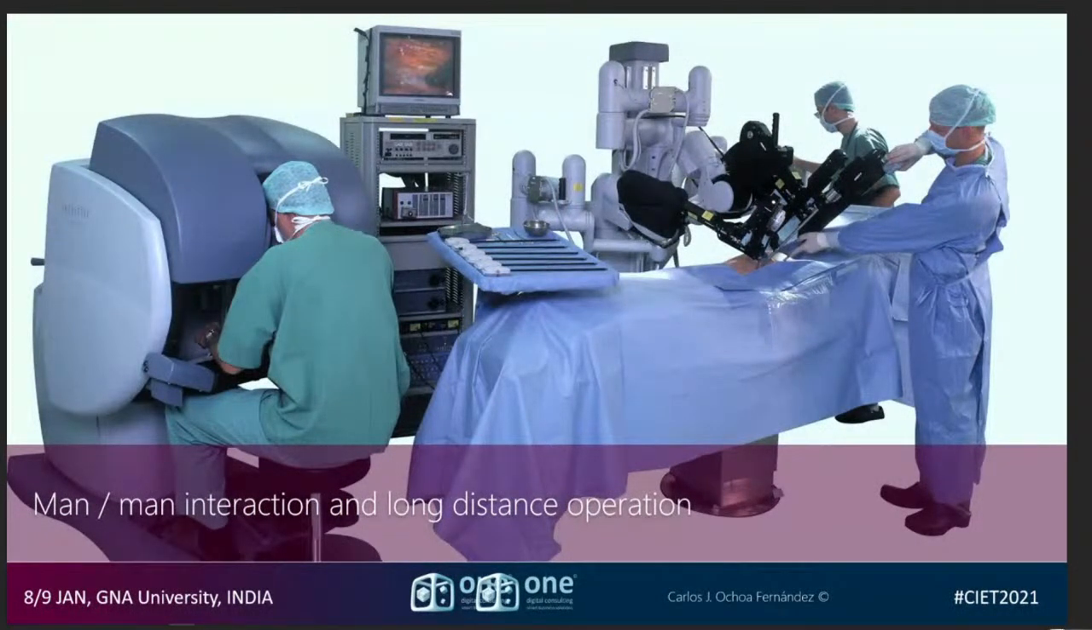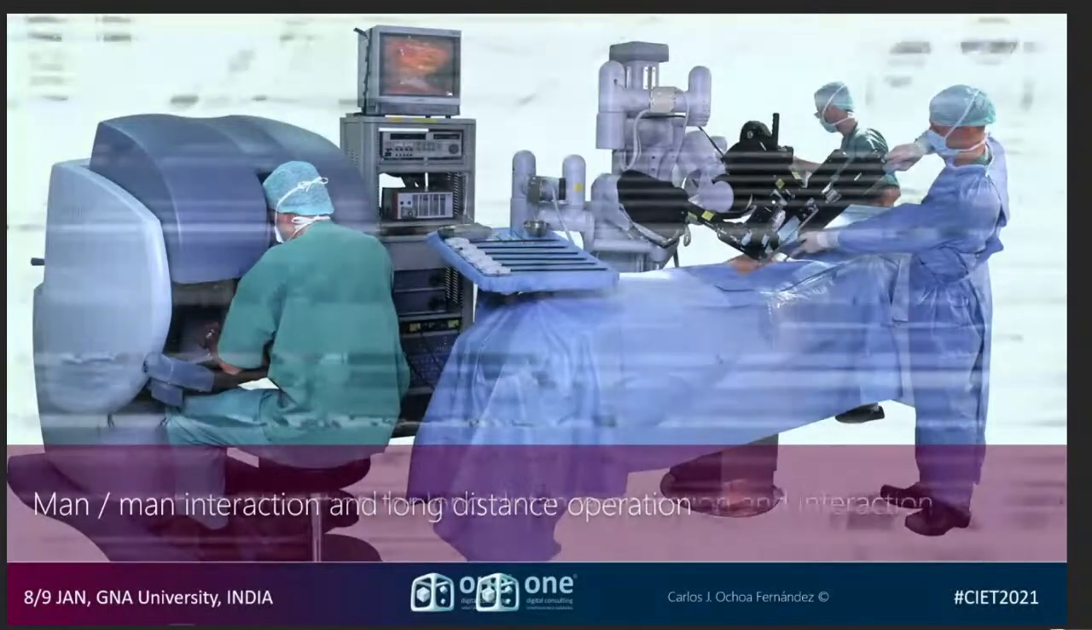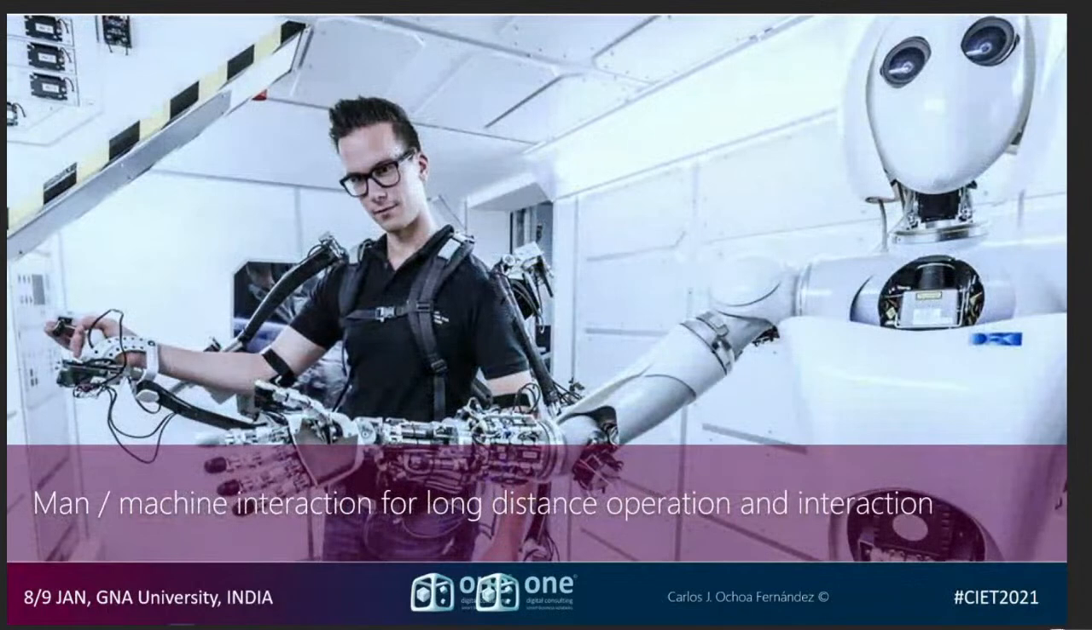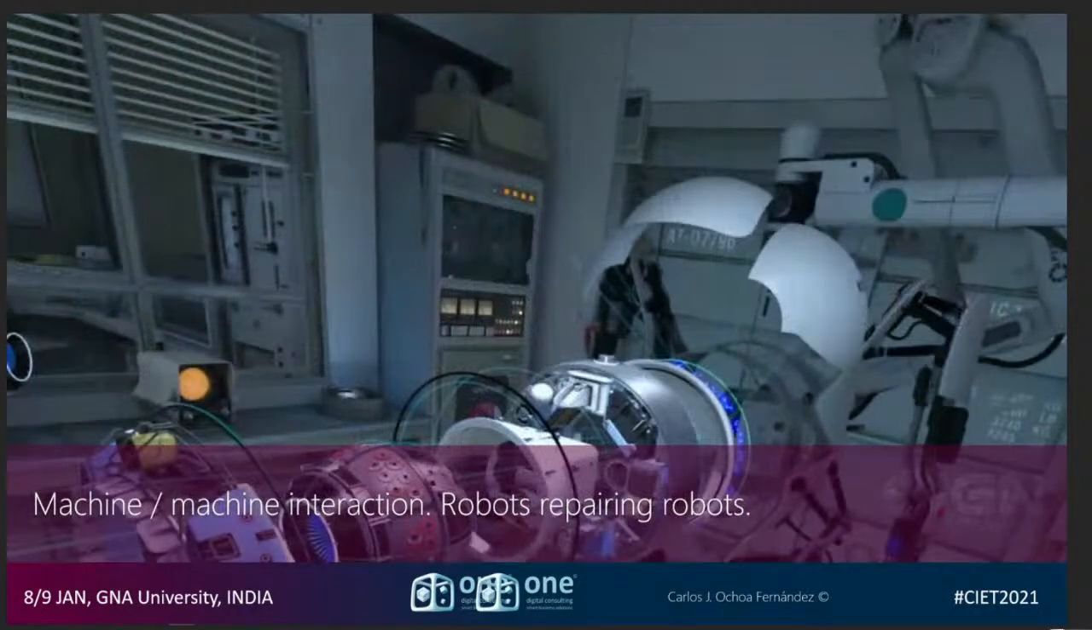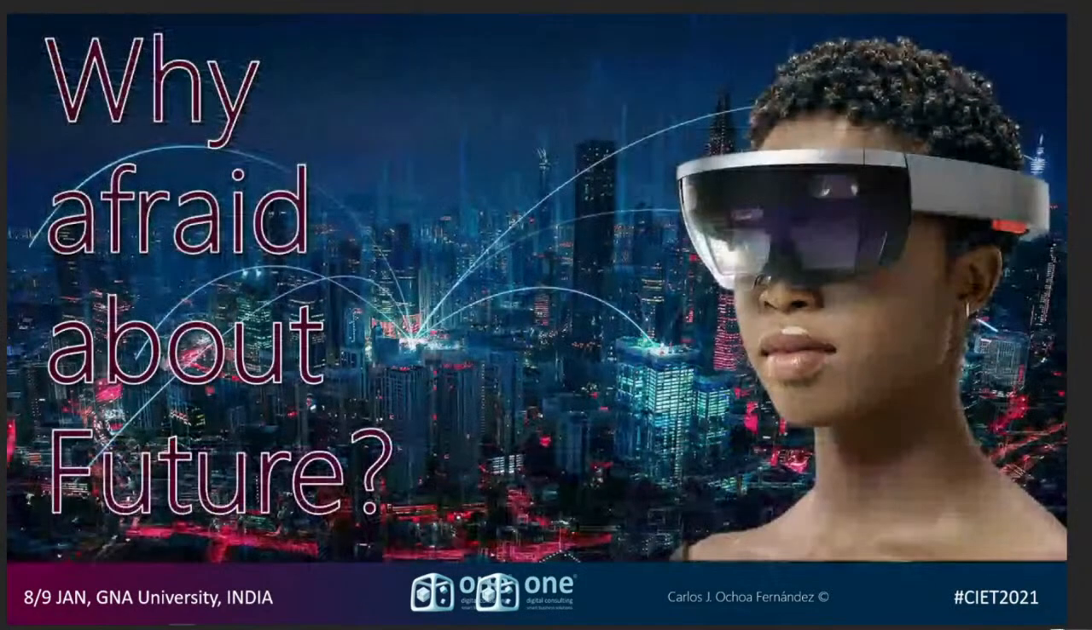And the man-machine interaction and long-distance operation, this is something that we can see today, that somebody from India can be operating on somebody from the States in real time, thanks to the technology and the man-machine interaction for long-distance operation. This is something that is happening right now. We can use virtual reality, digital twins, and many technologies. And in the future, maybe the machine-machine interaction, so the robots will repair themselves. So things are changing very, very fast.